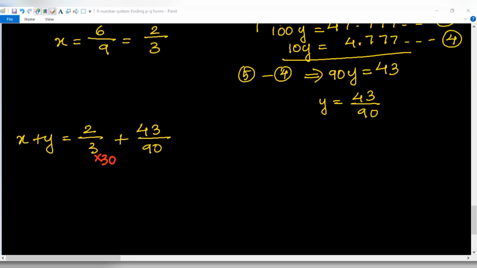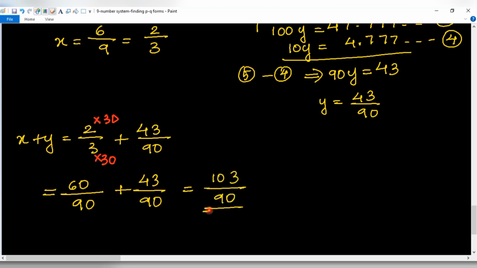We need the same denominators when we add two fractions. That is why we are going to do this. When we multiply the denominator by 30, we have to do the same operation in the numerator as well. So it will become 2 into 30, that is 60, by 3 into 30, that is 90. So 60 by 90 plus 43 by 90. Now 60 plus 43 is 103. So this is 103 by 90. That is the final answer.